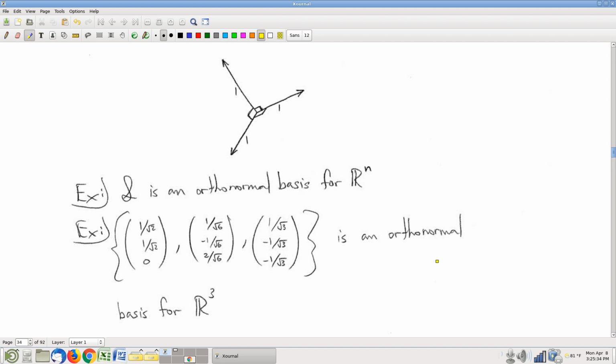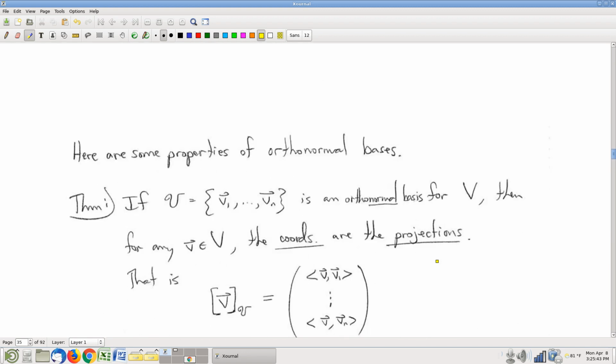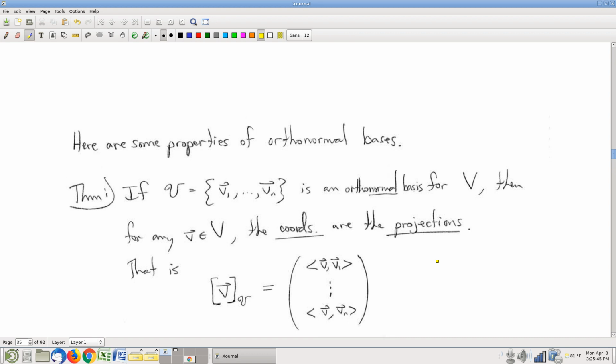Okay, now why do we care about orthonormal bases? What do they do for us? There are 2 big features that we're going to talk about for orthonormal bases. The first comes from this theorem right here. It's going to take me a few minutes to talk my way through this theorem, and then we'll give a kind of a geometric context, and then we'll prove it.